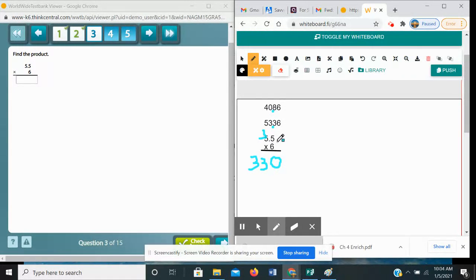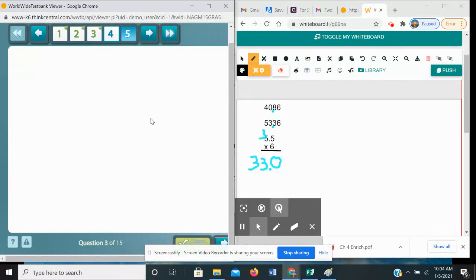I see the decimal point is 1 spot over in the 5 and 5 tenths. So I also have to put that in my answer, my product. I move the decimal spot. I always start at the right, and I move it 1 place over, and it'll be between the 3 and the 0. You could simply say this is 33. Now you're going to be doing that for number 4, number 5, 6, 7, 8, 9, and 10.